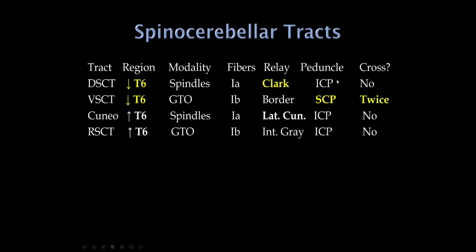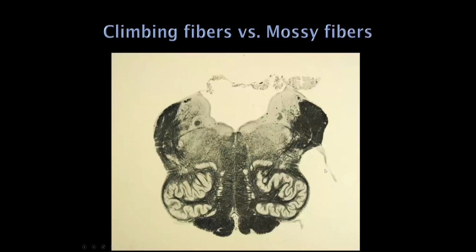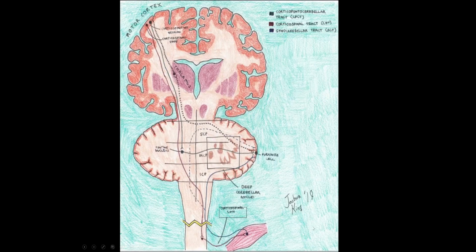And you should know that all of these spinocerebellar pathways go through the inferior cerebellar peduncle, except for the ventral spinocerebellar tract, which is a very strange pathway. It actually crosses twice and gets into the cerebellum through the superior cerebellar peduncle. Actually, I forgot to point that out, so let's come back to this diagram. Here are 3 of the 4 spinocerebellar tracts going through the inferior cerebellar peduncle.